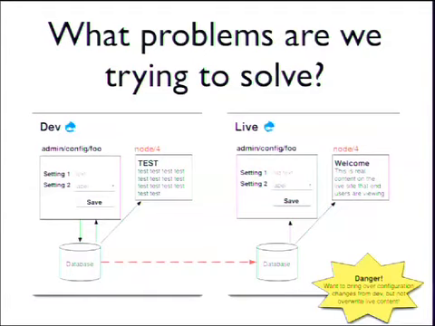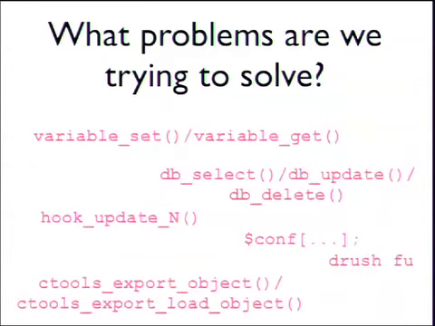because all of those things are in the same database. Your content's in the same database as your configuration, as your users and everything else. So you can't just chuck the whole database over, right? Because then you're going to miss all of the content that got posted between the last time you updated production and while you were futzing around with your development site. There are many different ways that people have thought to solve this problem. There are things like exportables, things like Features, and things like variable_set or variable_get using update hooks.